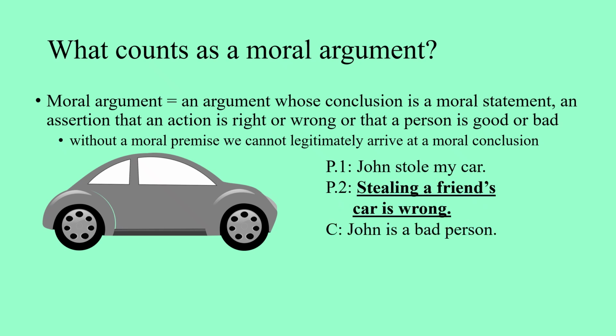Instead, imagine if we insert a moral premise. Let's say the first premise is John stole my car, and our moral premise here would be stealing a friend's car is wrong. Wrong is a type of value claim. And so now we can derive the conclusion that John is a bad person. This counts as a moral argument because it has that moral premise in it, and then we derive our moral conclusion from it. So that's the key difference between what counts as a moral argument and what's just a typical logical argument.